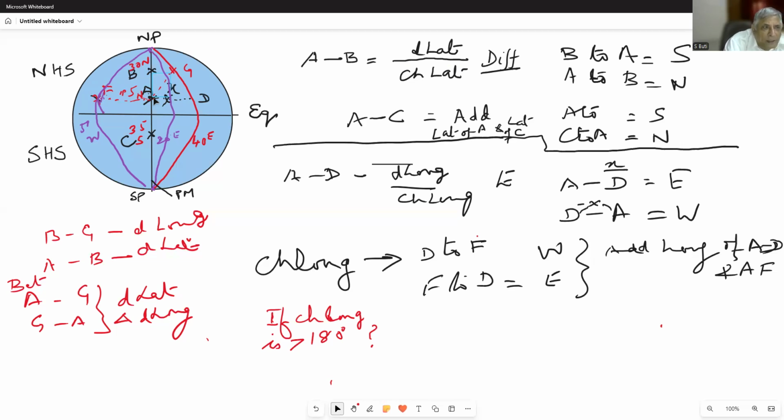Right. Now, between A and this point X, which are on the same parallel of latitude, there is a change of longitude. A is on 20 degrees east, so 20 degrees east is your change of longitude. D is 40 degrees east. So between A to D, change of longitude will be 40 degrees east. And between X and D, it will be 20 degrees east, the difference.